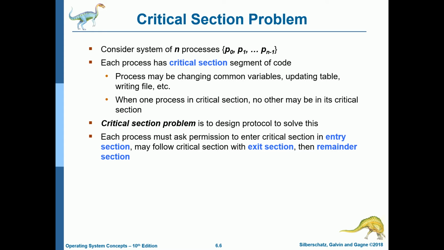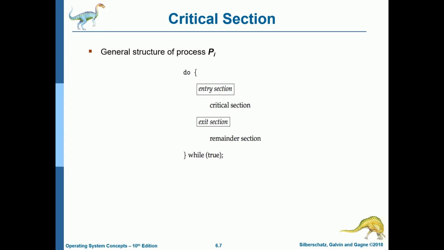Each process must request permission to enter its critical section. The section of code implementing this request is called the entry section. After the critical section, it can be followed by what's called an exit section. The other code is simply called the remainder section. Now, understanding the entry and the exit section, we could take a look at this general structure for every single process.